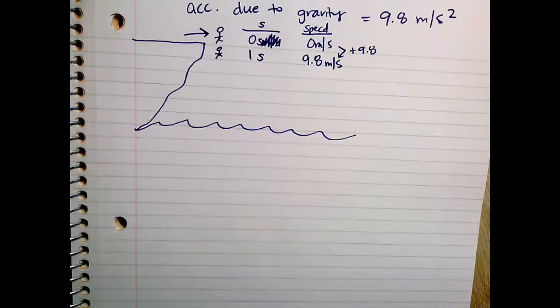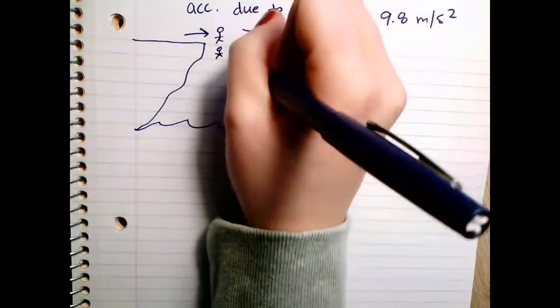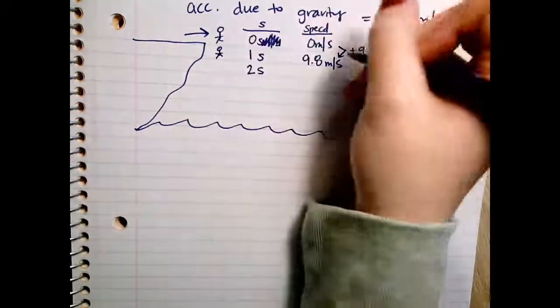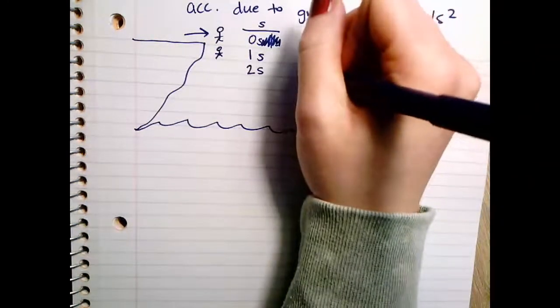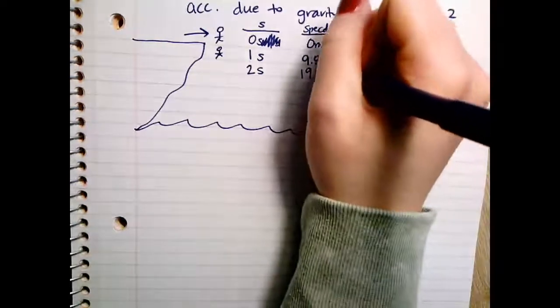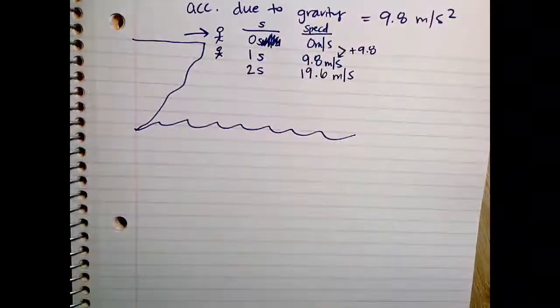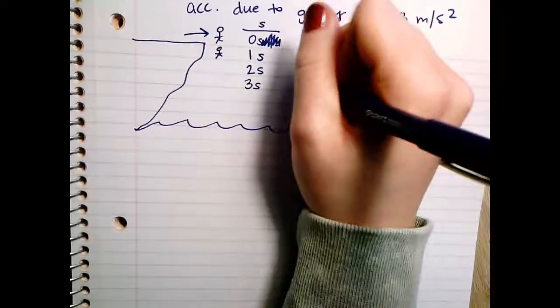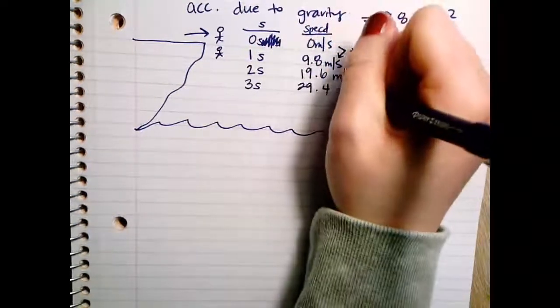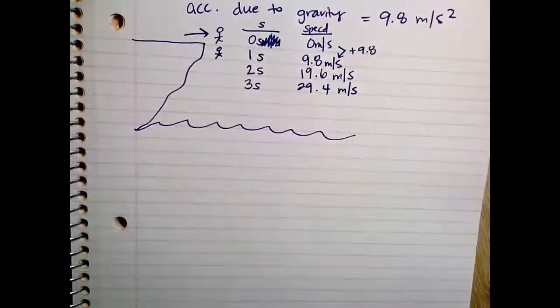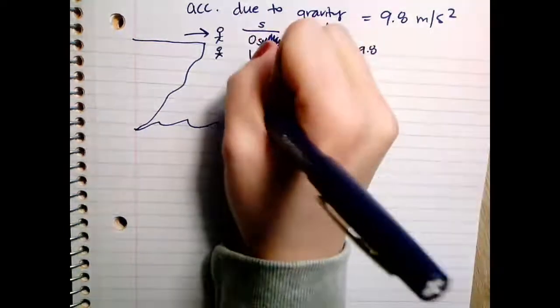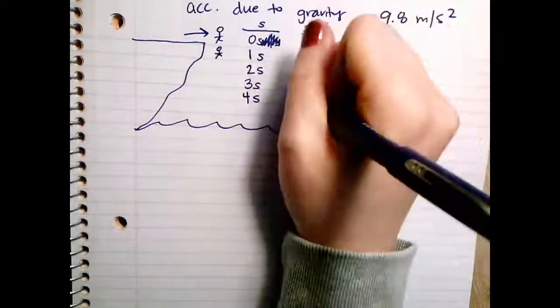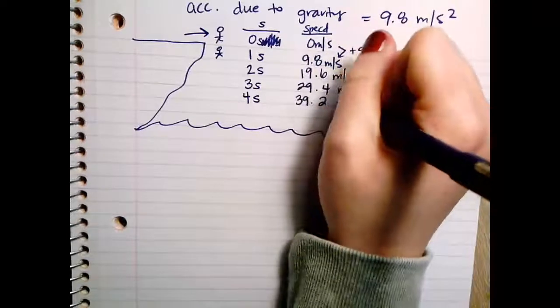So 9.8. Then we're going to go ahead and add that again. Now the person, let's say, is at 2 seconds. We're going to add another 9.8, which is that 19.6 meters per second. Then at 3 seconds, it's going to be at 29.4 meters per second. And I'm not drawing this to scale. I'm trying to keep it so it's not taking up too much of my paper. But at 4 seconds, it would be that 39.2 meters per second.